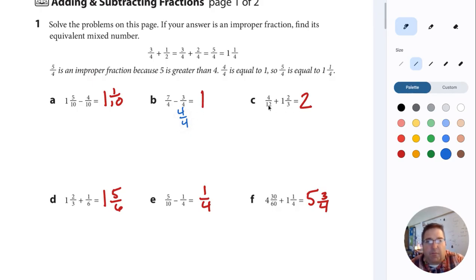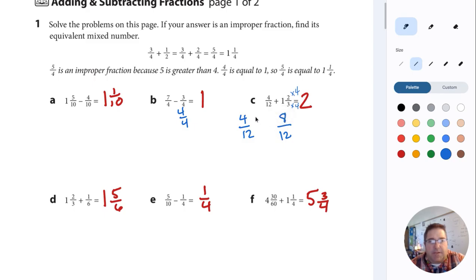And again on this one, 4/12 plus 1 2/3. Well, we gotta get common denominators. And if we can keep the larger number, let's keep it the same. So 4/12. And then 3 times what gets us to that 12? It's gonna be times 4. So I gotta do times 4 up here too, top and bottom. So 3 times 4 is 12. Okay. And 2 times 4 is 8.